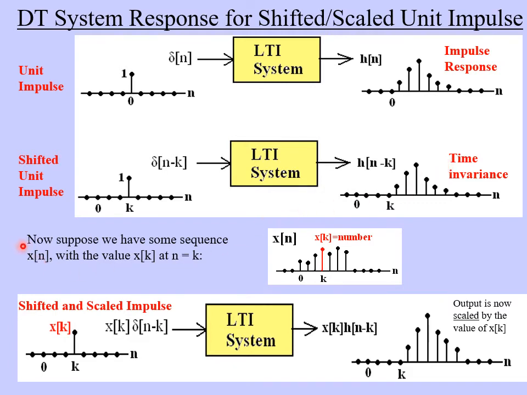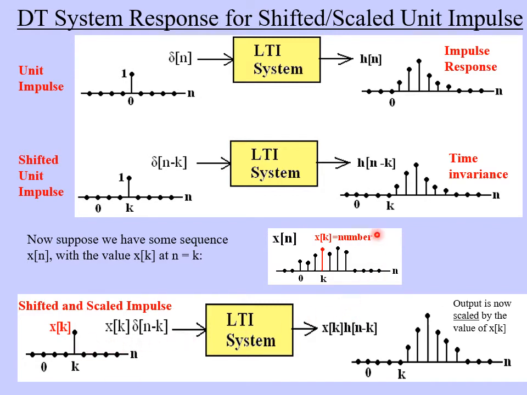Now, suppose we have some sequence x of n that looks something like this. And the kth value of x of n is shown in red here. It's x of k, which is a number. So if we multiply this shifted impulse here by the value of x of k, then we get our input, which is mathematically written as x of k times delta of n minus k. Graphically, it looks like this. When n is equal to k, right here, we get an impulse, but the impulse doesn't have the value of 1. The impulse has the value of x of k, because we're simply multiplying x of k times this impulse.